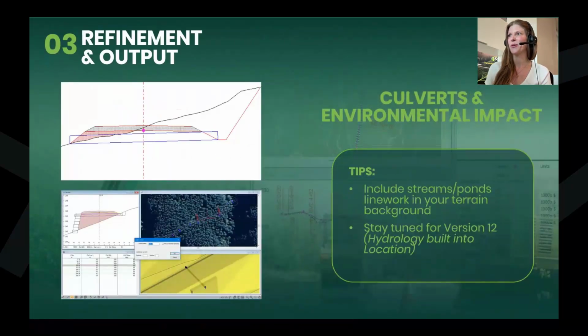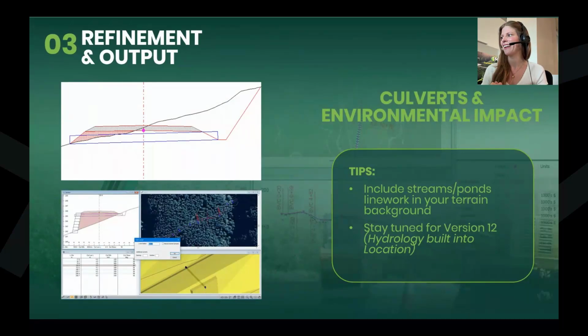The other piece here too, in that refinement and design, obviously water is so important when it comes to roads, and being able to minimize the interception, the redirection and the accumulation of water as you add a road into the landscape. So drainage structures become very important. Here we can also go in, account for some of those drainage structures, adding culverts through the panel. Of course, tip: add those streams and ponds, that line work from your terrain, make sure that's showing up here in your location module. And then my other tip here is stay tuned for version 12.